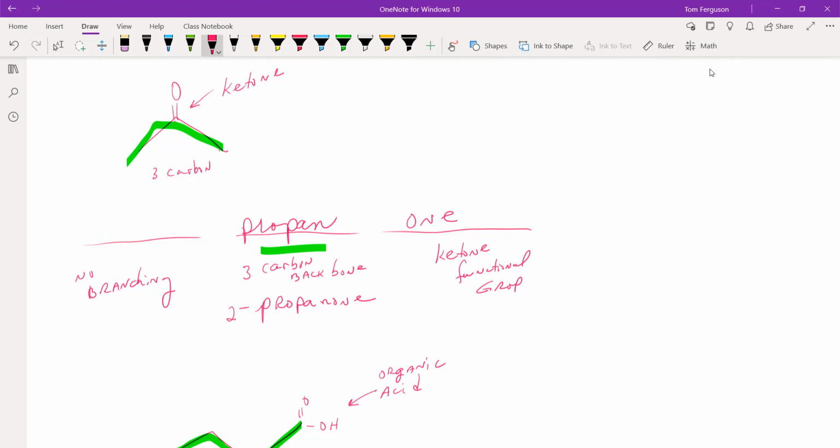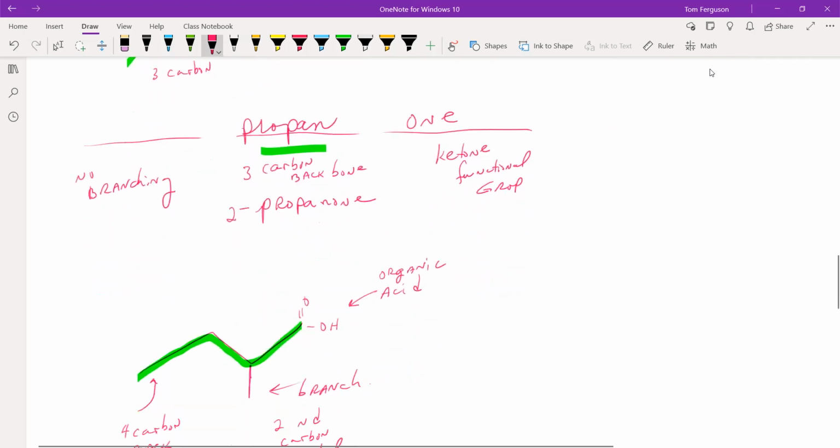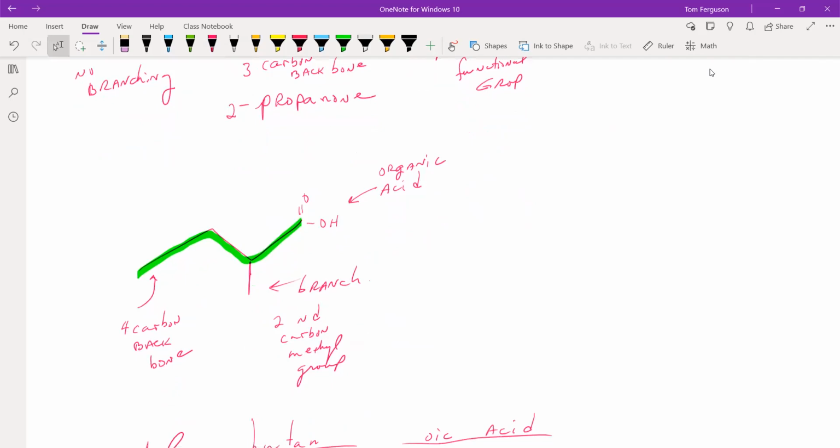The 2 is optional because the only place the ketone can be is on carbon number 2, because it has to be in a non-end. So the only non-end carbon is carbon number 2. So frequently they'll leave off the 2. I usually tell students to put it on so it's consistent. Let's look at another one.